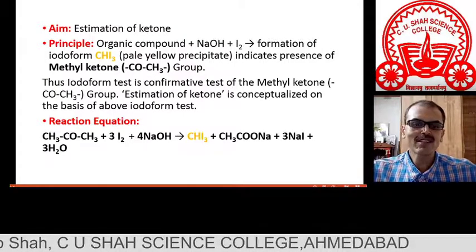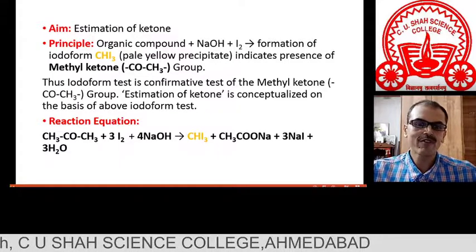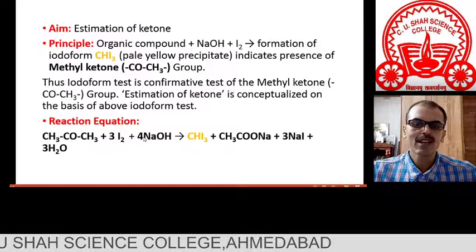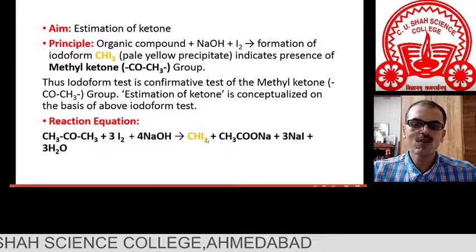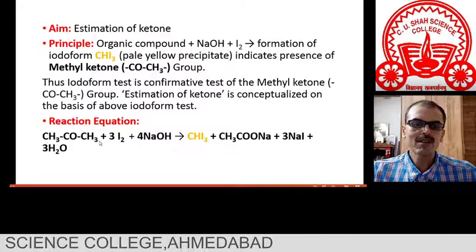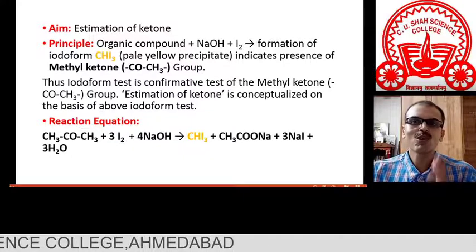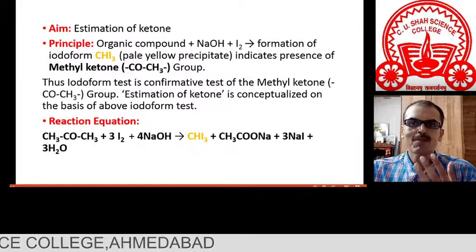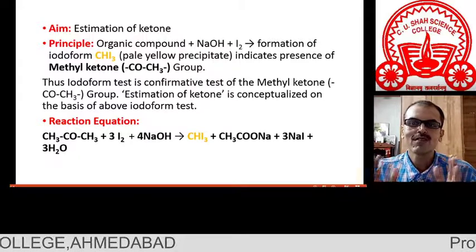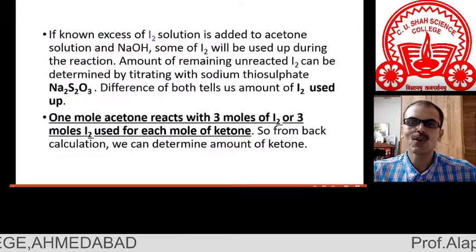analysis. Here you can see the reaction equation: 1 mole of acetone, which is 1 mole of ketone, any ketone, but here I have taken the example of acetone, requires 3 moles of I2 and 4 moles of NaOH. It forms 1 mole of iodoform, sodium salt of acid and other products. In short, 1 mole of ketone requires 3 moles of I2. Or in other words, if 3 moles of I2 are consumed, then there can be 1 mole of ketone. On the basis of this relationship, we can determine the amount of ketone in a given solution. So let us look at how.